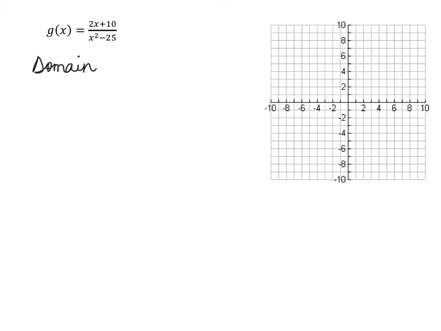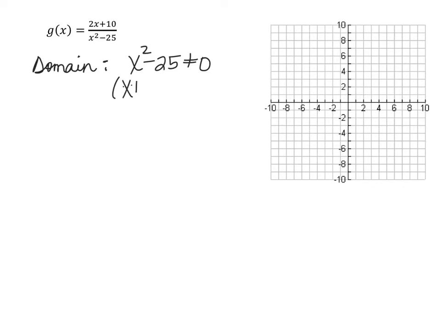Since this is a rational function, and by rational, remember, that means we have a polynomial divided by a polynomial, we know that we cannot have 0 in the denominator. So that means our denominator, x squared minus 25, cannot equal 0. You can either factor x squared minus 25, or you could add 25 and square root both sides.